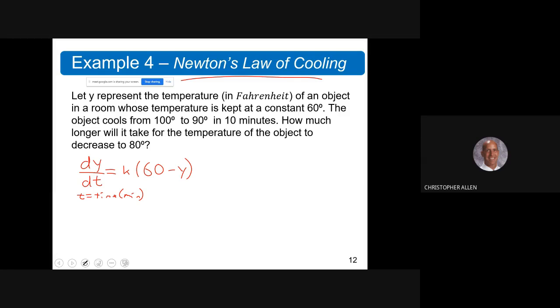Oops, I did that backwards, sorry. Not 60 minus y, y minus 60. Hopefully you understand why that is. The object's not going to go below 60 degrees, right? That is the room temperature. So if it's 100, it's relative to the 60, it's only 40 off. Does that kind of make sense?